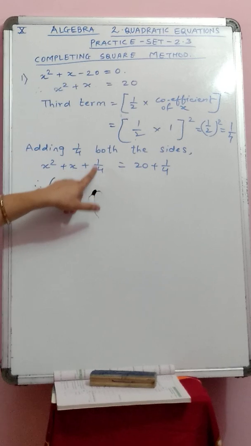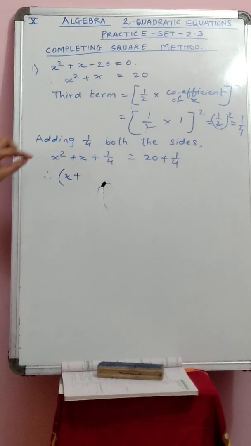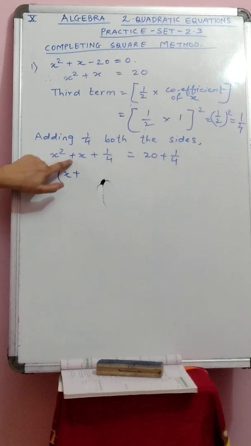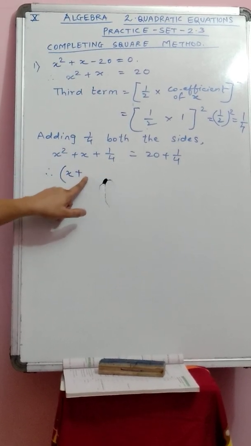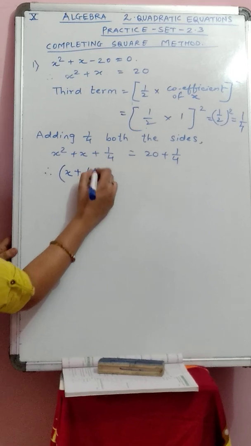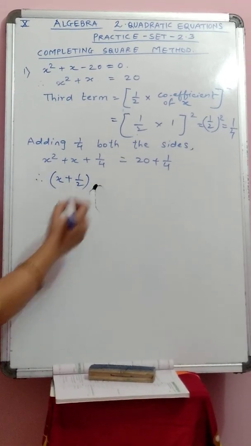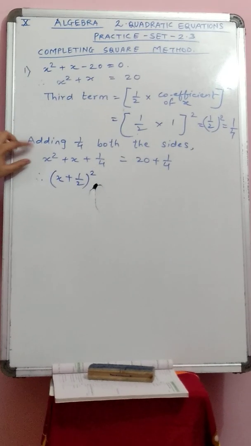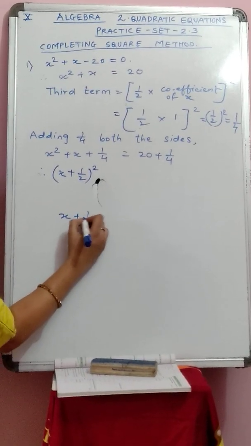Then find the square root of the third term. See how: first the first term's square root, then the sign of the middle term, and then the third term's square root, that is 1 upon 2. What was the square root of 1 upon 4? That is 1 upon 2. It is whole square. If you expand, you will get that only.